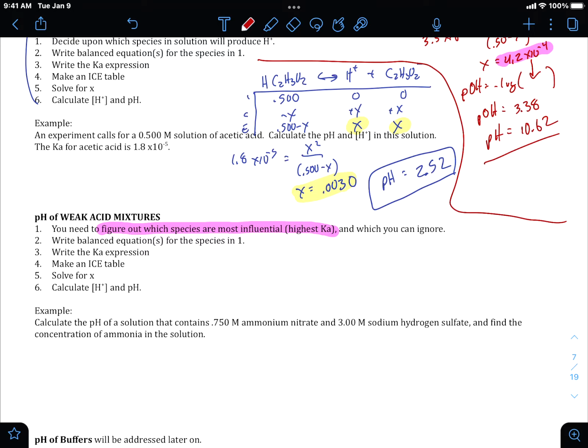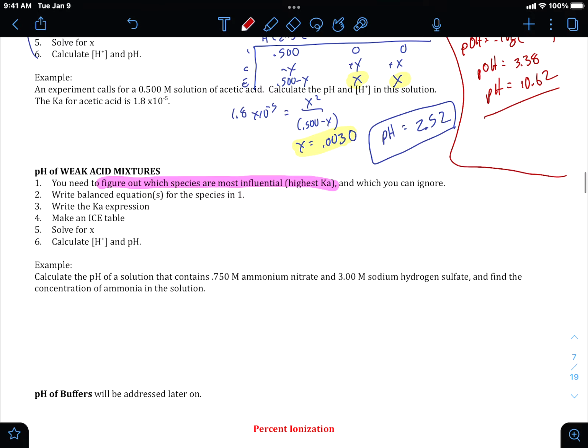And once you figure out which one has the highest Ka, then you go about solving this just like you would any other equilibrium problem. And then when you're done with that, we might need to do a secondary equilibrium problem for the second strongest acid. And then a third if there's three, and so on. All right, but you always start with the one with the strongest value, with the highest value. Okay, so let's look at this example here.